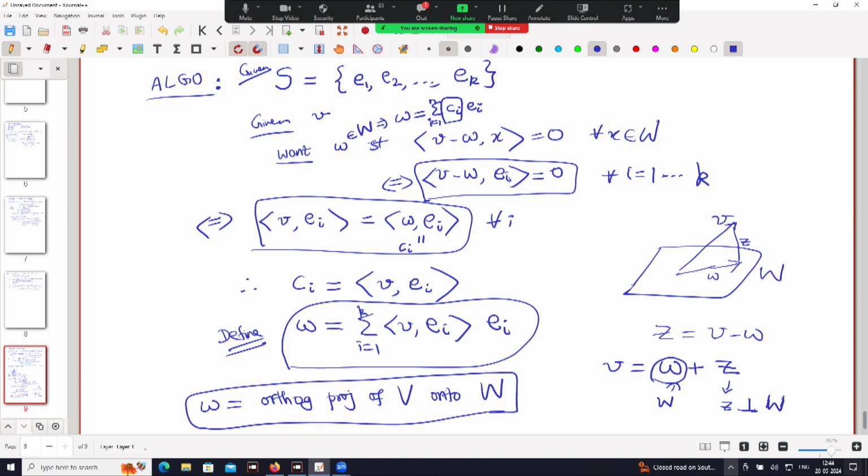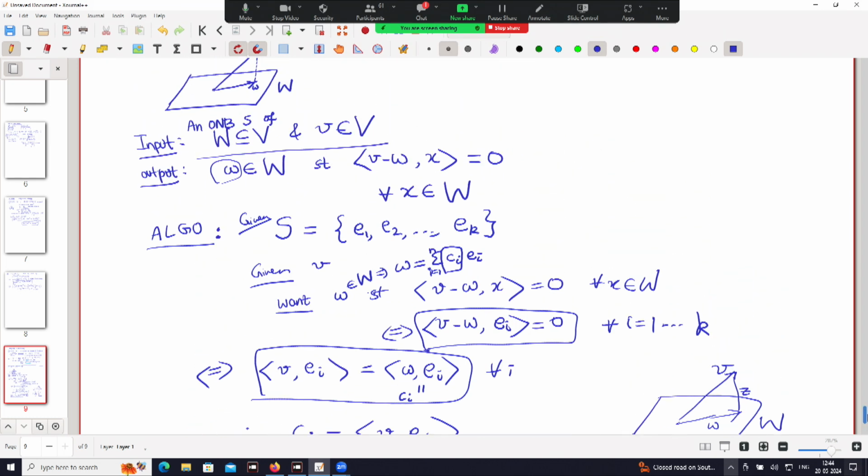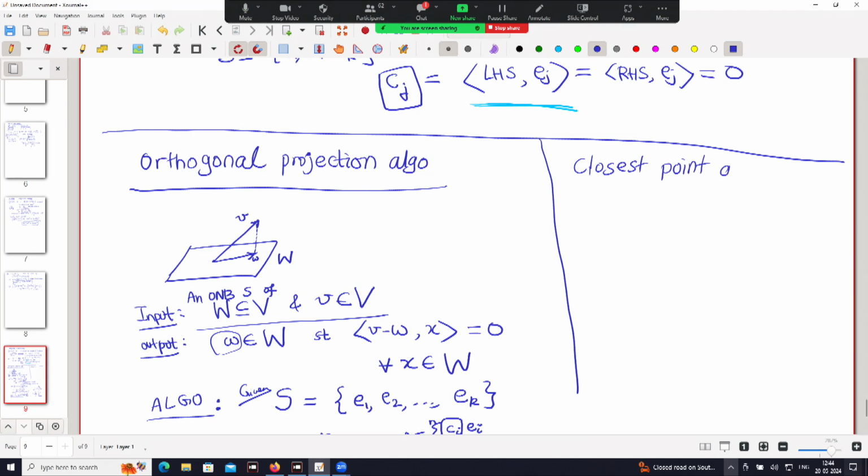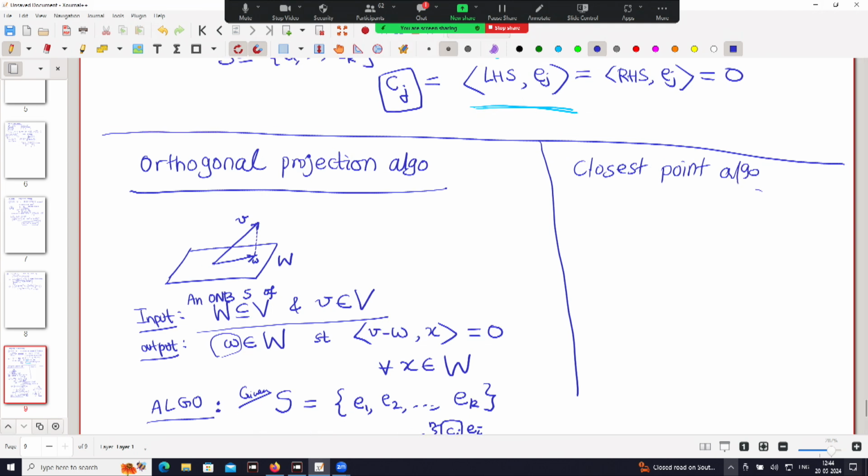Okay. Now, let me ask for another computational problem. Here is a slightly differently framed question. So, this problem was the orthogonal projection algorithm. Now, there is an analogous question. So, let me call this the closest point algorithm.